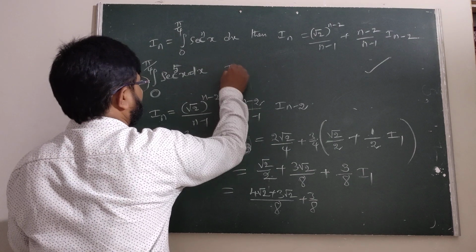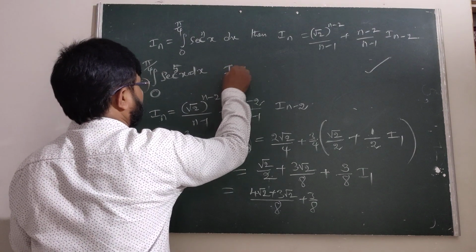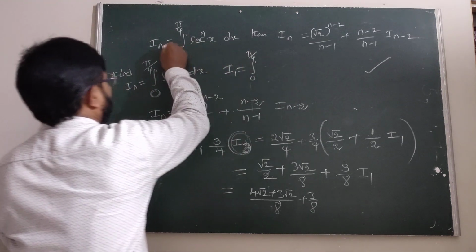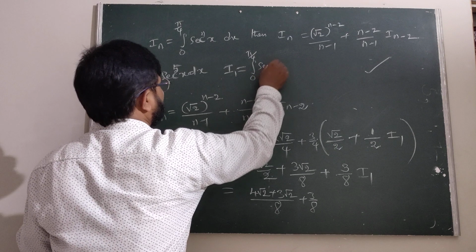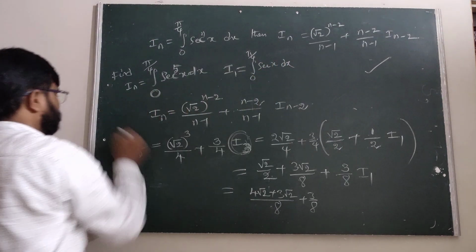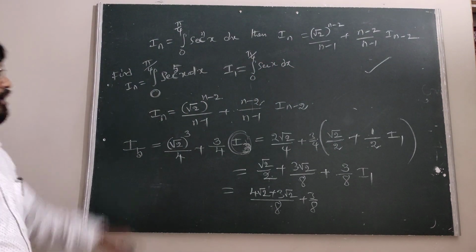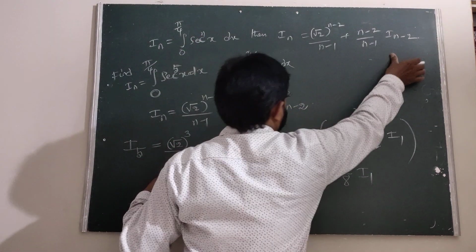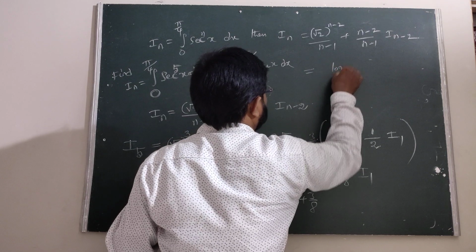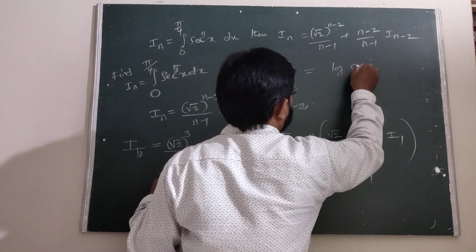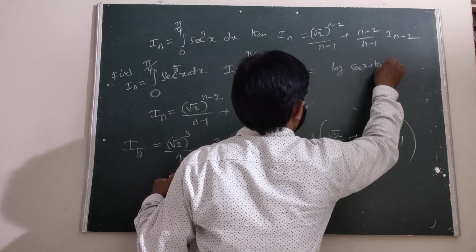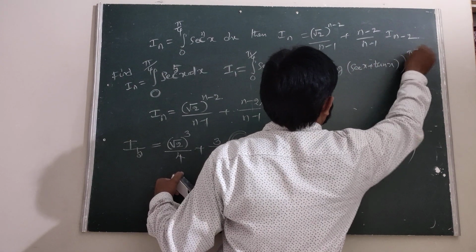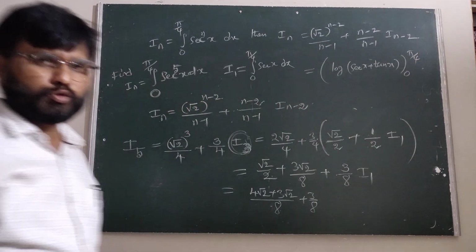How to find the value of I1? I1 is the integral from 0 to pi by 4, taking n equal to 1, of secant x dx. We know that I0 is pi by 4. The integral of secant x is log mod of secant x plus tan x, with limits 0 to pi by 4.